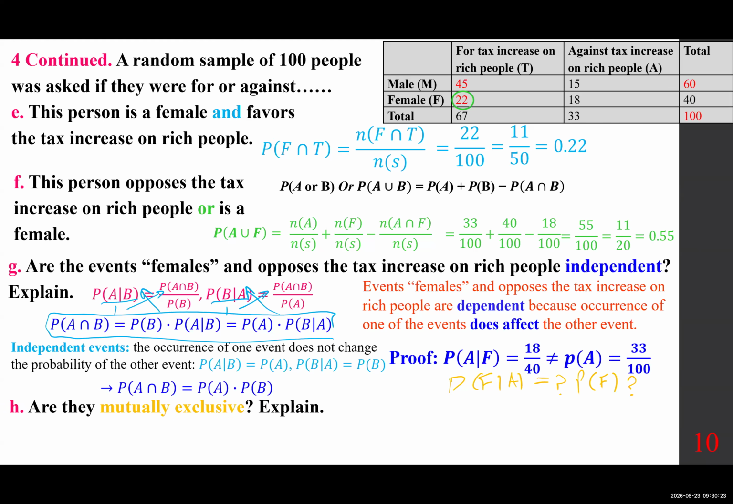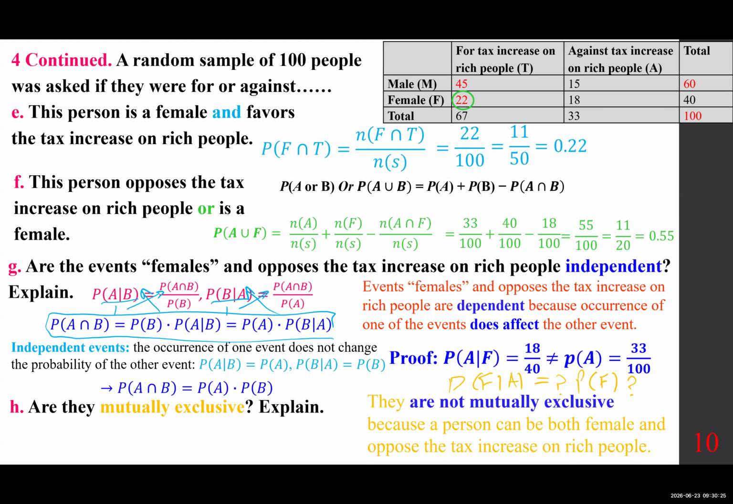Are they mutually exclusive? They are not mutually exclusive because a person can be both female and oppose the tax increase on rich people. More specifically, mathematically, you look at the probability of A intersection F. Here's the A, here's the F. They come together with number 18, so 18 over 100. So that's a proof again. It's very important to prove things mathematically with numbers.